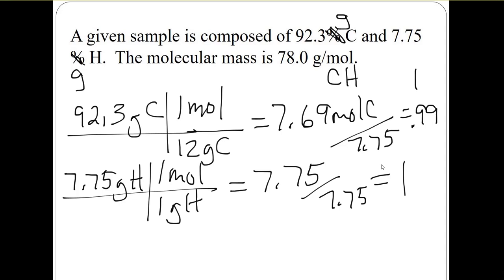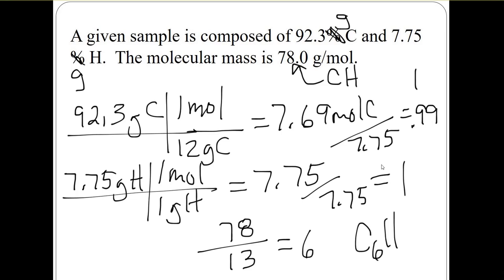So how many of these CHs can I fit into this 78? So 78 goes on top, and on the bottom I will add up my 1 carbon and my 1 hydrogen, and I get 13. How many 13s go into 78, or 78 divided by 13, I get 6. So my molecular formula is C6H6.